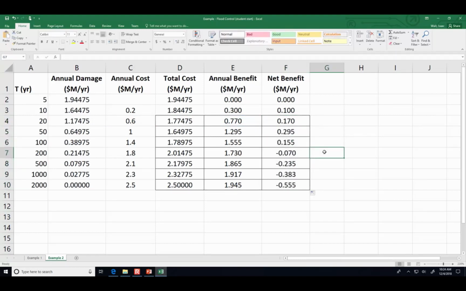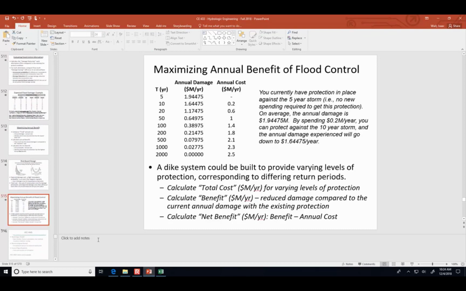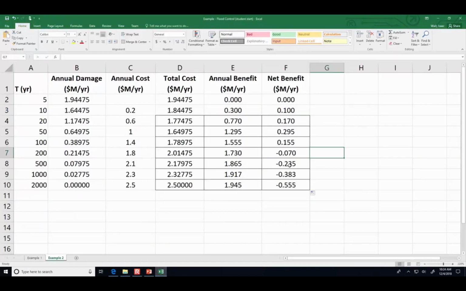So, how big should we build this, what was it again? It's a dike system. Well, if we want to maximize the benefit, that tells us that if we build protection against the 50-year storm, then that's going to minimize the damage. Compared to every year having $1.94 million worth of damage, we're only going to have $1.649 million worth of damage. And to get that big reduction in damage, we only have to spend $1 million per year to do it.